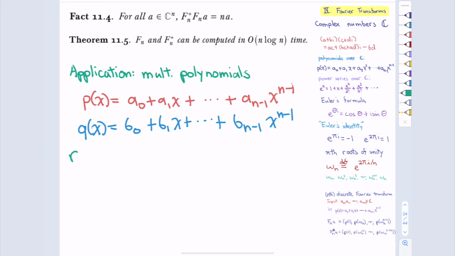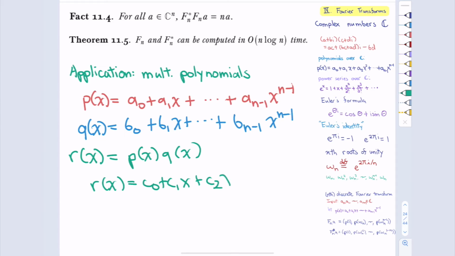Suppose I wanted to compute the product. R of x is equal to P of x, Q of x. Like I wanted to get the coefficients of R. Okay, so say R of x is equal to C0 plus C1x plus C2x squared plus so forth. I guess the degree could be 2n minus 2. Okay? Let's say I wanted to calculate R. Now that's a natural thing to do.